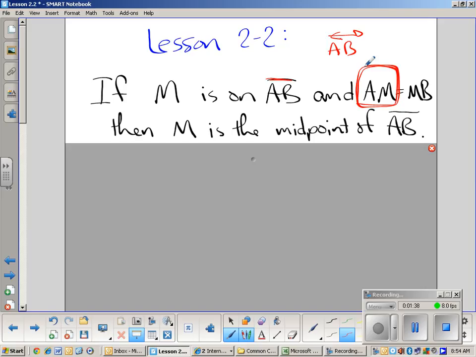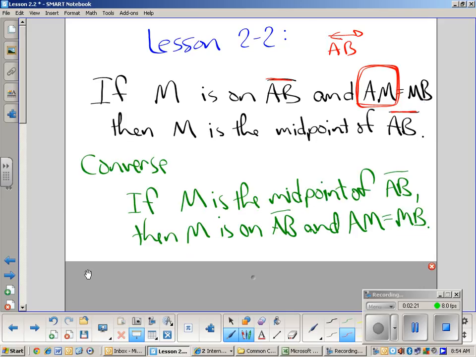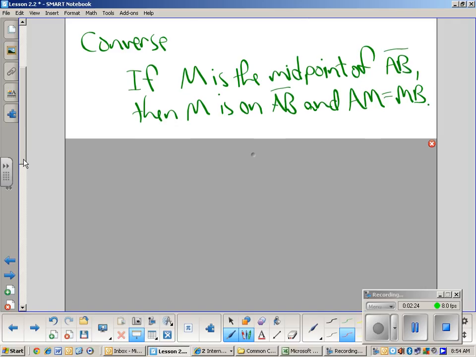Okay? So the question I asked originally was, what's the converse going to say? Jackson? If M is the midpoint of AB, then M is on AB and AM equals MB. Okay, really good. Except when you read this, you can't ignore this symbol because it's saying segment. We need to identify the segment. But otherwise, that's exactly right. He said, if M is the midpoint of segment AB, then M is on segment AB and AM equals MB. That is the converse. Okay? That's the converse. So let's write that down for a second. I'll pause.